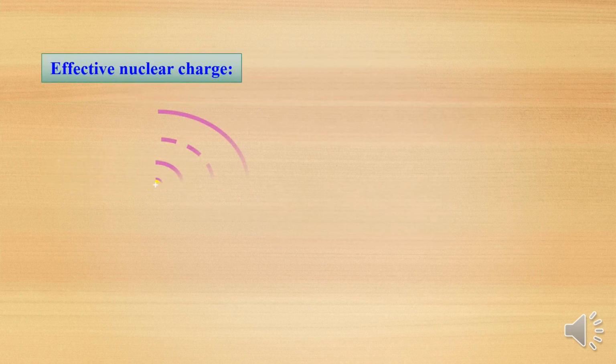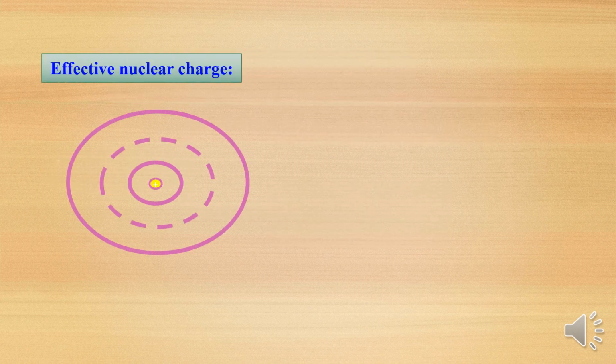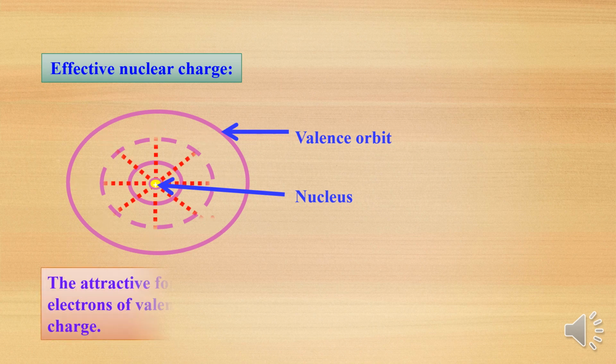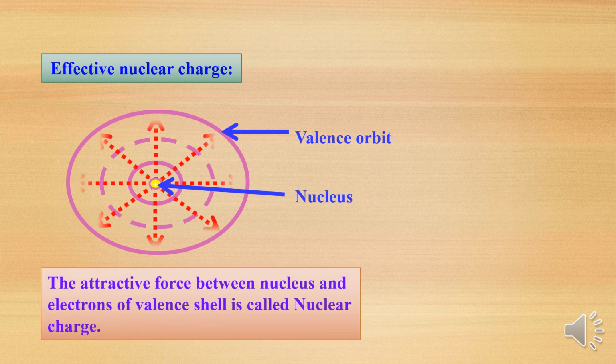Now, effective nuclear charge. As the atomic number increases, the electrons go on increasing in the valence shell, and the nuclear charge also goes on increasing. The attraction force between the nucleus and the electrons of the valence shell is called nuclear charge. So atomic number increases means electrons increase, and then automatically nuclear charge also goes on increasing.